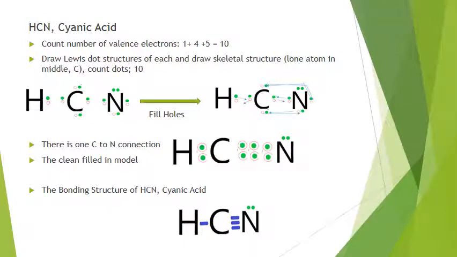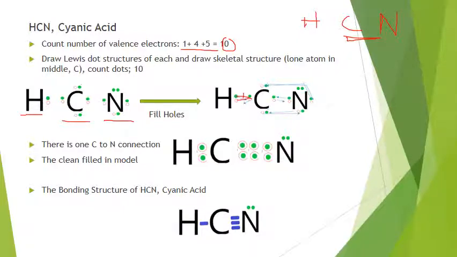Cyanic acid, HCN. Count the number of valence electrons. Hydrogen 1, carbon 4, nitrogen 5. So there has to be 10 valence electrons. Draw the skeletal structure. As I told you in the previous one, carbon usually goes in the middle if there's two of them. Also, nitrogen has a higher electronegativity, so it's on the outside compared to carbon. Give the dots.